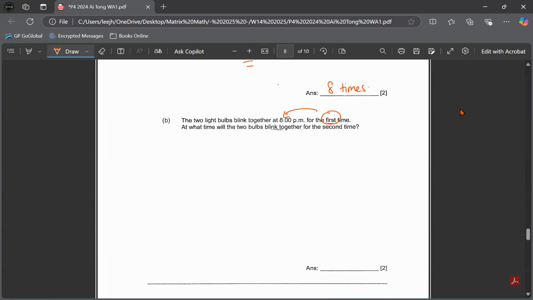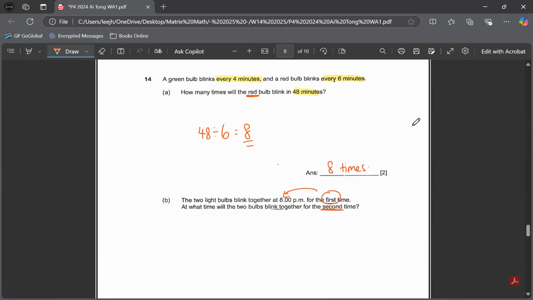I want to find when will be the time when two light bulbs blink together for the second time. So we are going to find out the common multiple of 4 and 6, because every 4 minutes the green one blinks. Every 6 minutes the red one blinks. So multiples of 4 first for the green. So it will be 4, 8, 12, 16, and 20, and so on, right? But for the red, it's every 6 minutes. So 6, 12, 18, 24, and so on. So if you look at these two rows of multiples, the common multiple is actually 12.